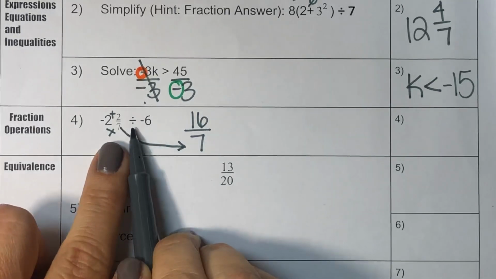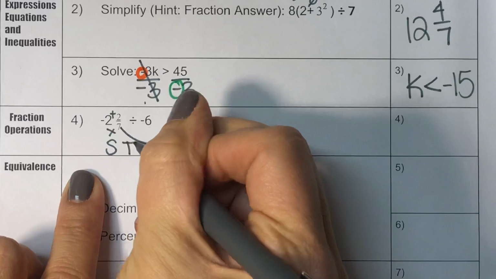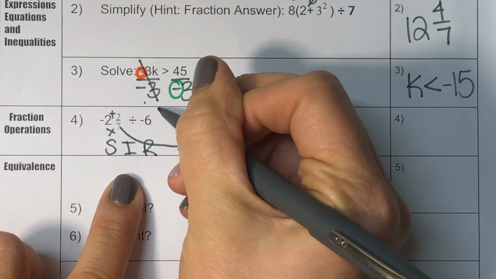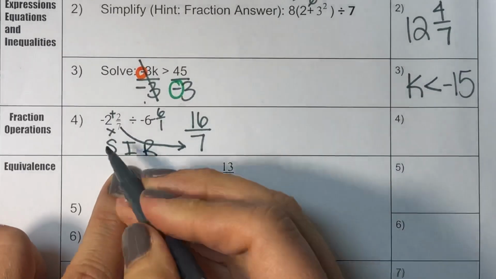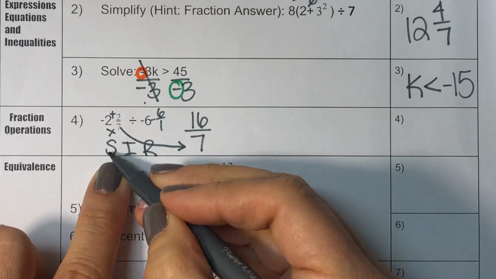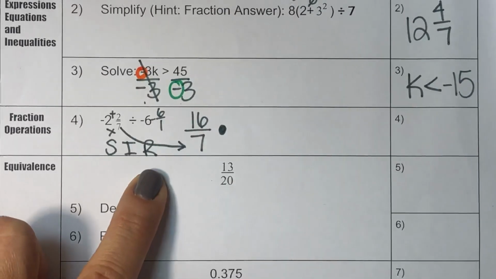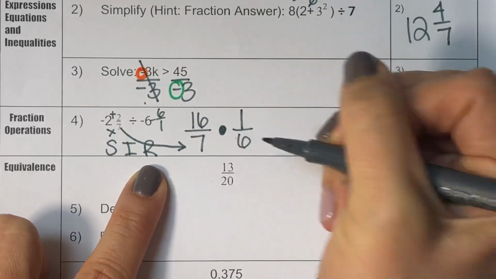Then we have a division sign. Well, we're going to use SIR here. Stay, inverse, reciprocal. So like we know, -6 is the same thing as -6 over 1. So now I'm going to keep this same, it's going to stay. I'm going to inverse my division into multiplication, and then I'm going to reciprocal 6 over 1 to be 1/6.